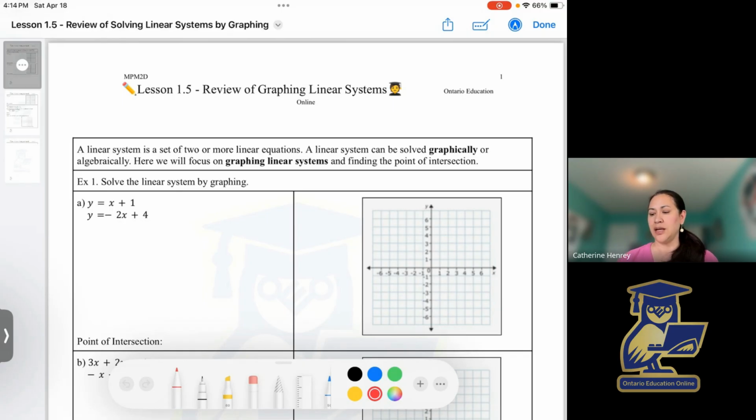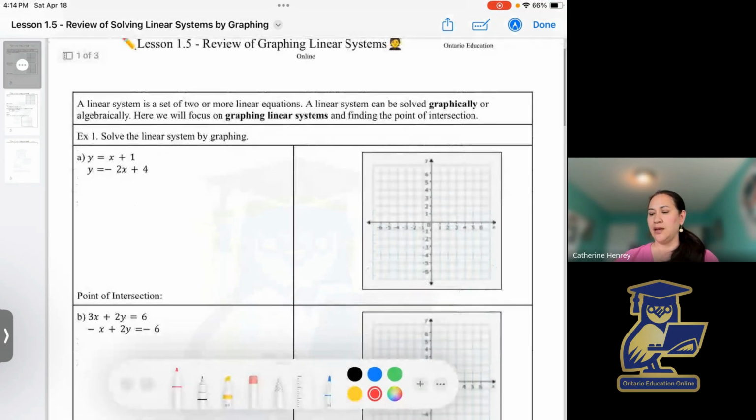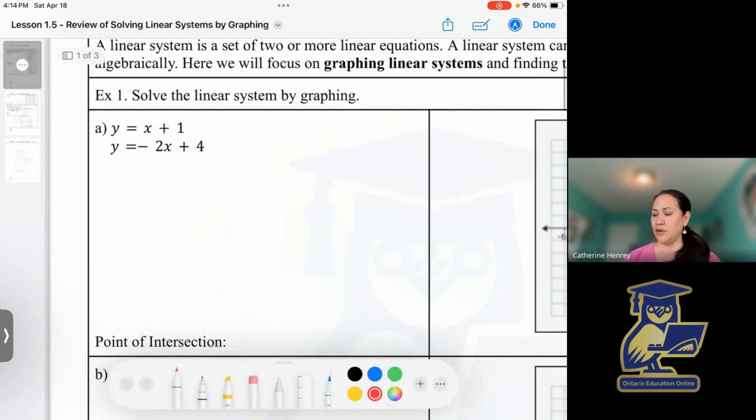So let's take a look at A. In A, we are given one equation that is y equals x plus 1, and the other one is y equals negative 2x plus 4. Here, I'm hoping you notice that they are both in y equals mx plus b form, and so that is how we are going to graph them.